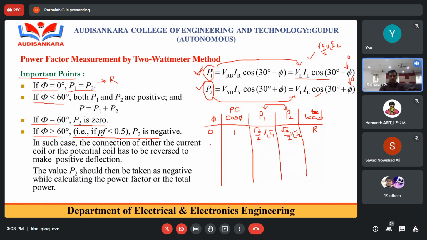Then when I take phi equal to 60 degrees, what is cos phi? Cos 60. What is cos 60? 1 by 2. Right, good. That means 0.5. When I take phi equal to 60, what is P1 and what is P2 now?